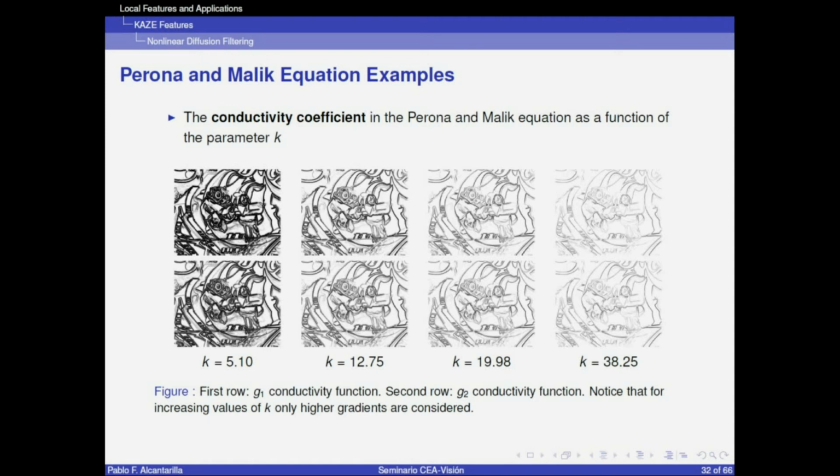So let's show some examples of this conductivity coefficient in Perona and Malik as a function of the parameter k. In this figure, the first row is the g1 conductivity function, and the second row is the g2 conductivity function for different values of the contrast factor k. You can notice that for increasing values of k, only the most important gradients or edges are preserved. So when k is small, we preserve most gradient information, but as we increase the value of the contrast factor, we just keep the most important edges in our image.